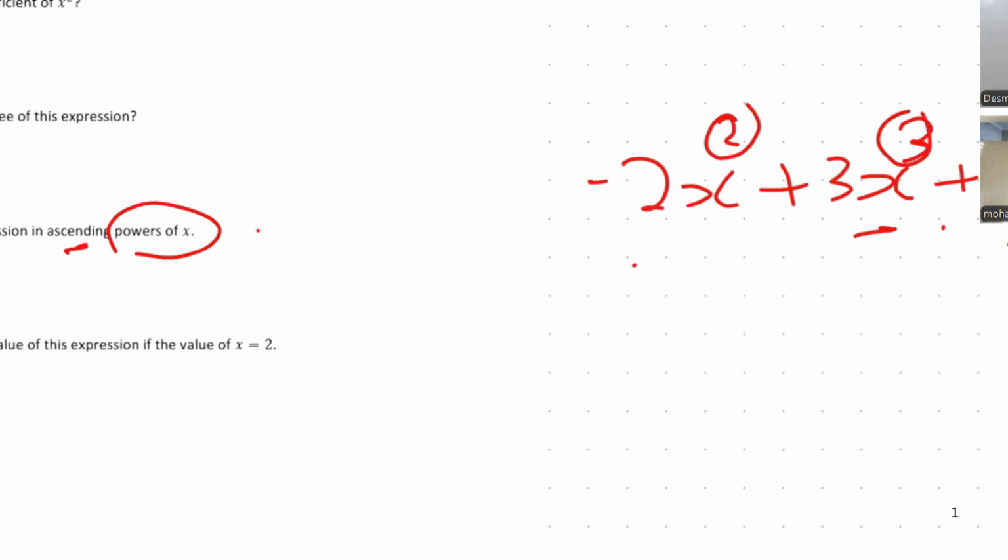All right. Now here they say determine the value of this expression if the value of x is equal to 2. What do you understand by that? They mean now the variables are going to be changed to 2. In short, wherever you see x, you must put 2 to get a value. They are just referring to a number.